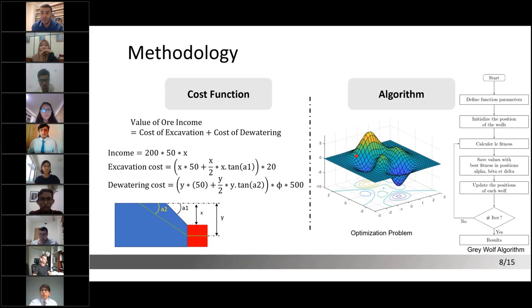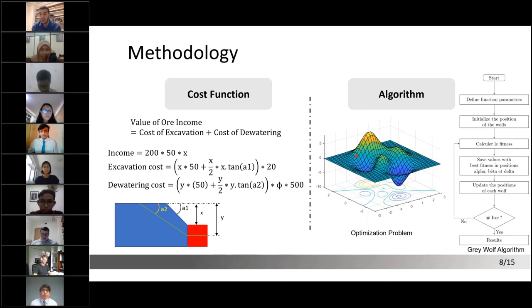The methodology we have used in this problem is different than the common ones. Since the goal of this problem is to find the deepest depth where the cost equals the income, we thought of turning this problem into an optimization one. Thus, we built a cost function based on the cost and the income. As you can see in the slide, the income is a function of the excavated depth x, as you can see in the sketch, and the dip angle of the slope, which is A1.